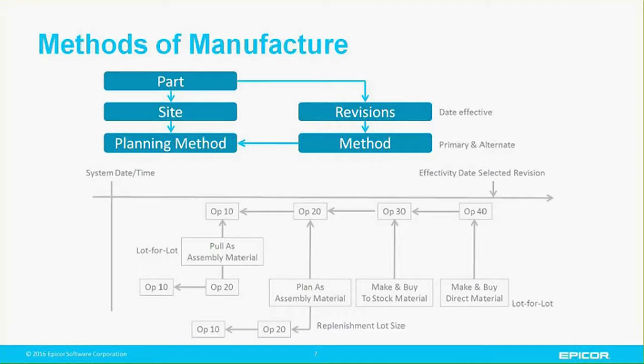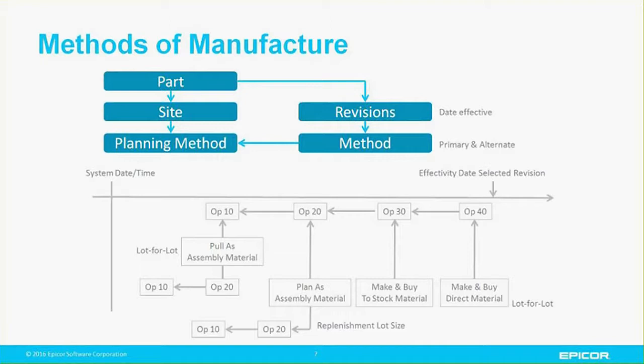Within the method, materials, components and sub-assemblies are associated with routing steps, so that the scheduled requirement date for each is dependent on the start date of the operation. Each used on part on the method also holds flags that instruct the scheduling engine how that part should be processed when a job is raised from the parent.